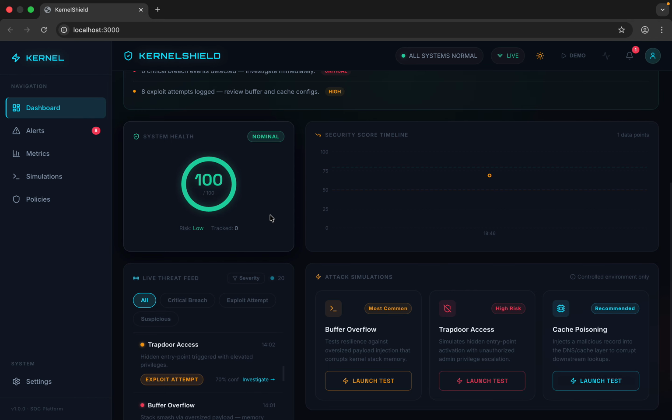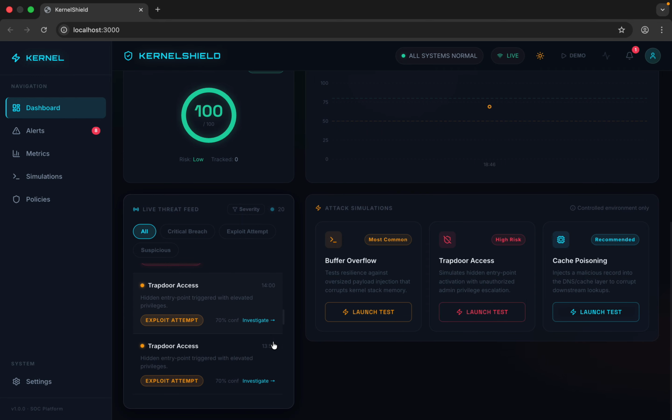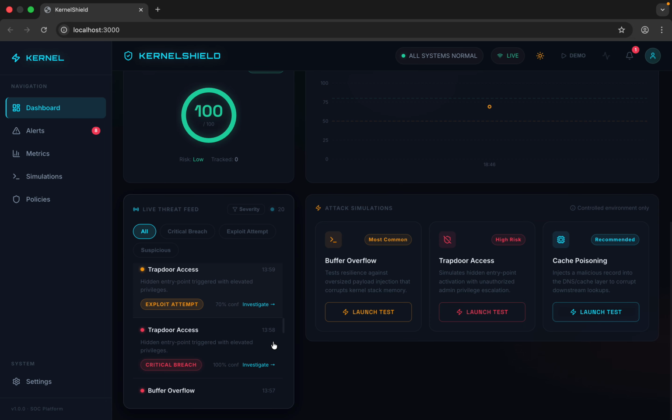And down here is our real-time event feed. Every attack we detect will show up here instantly with full details, severity, type, recommendations, and all. And these 3 buttons let us simulate different types of attacks. We have buffer overflow, trapdoor, and cache poisoning. All right, let's see it all in action.